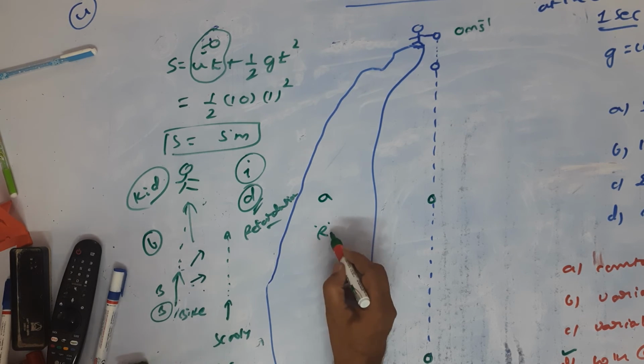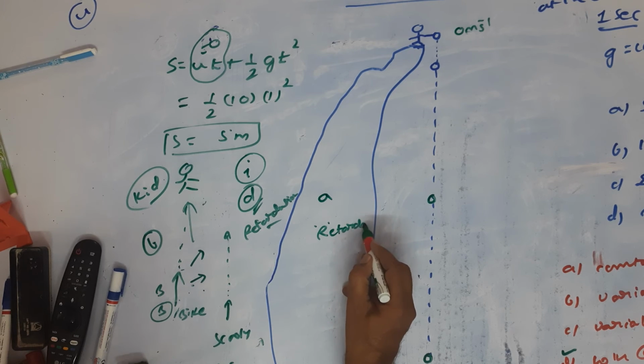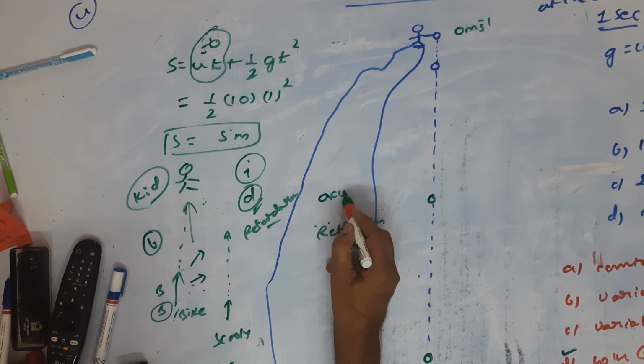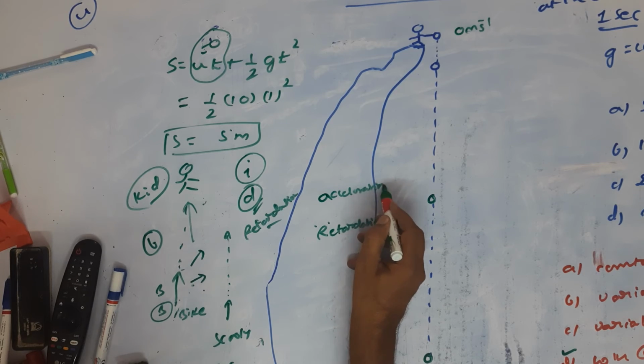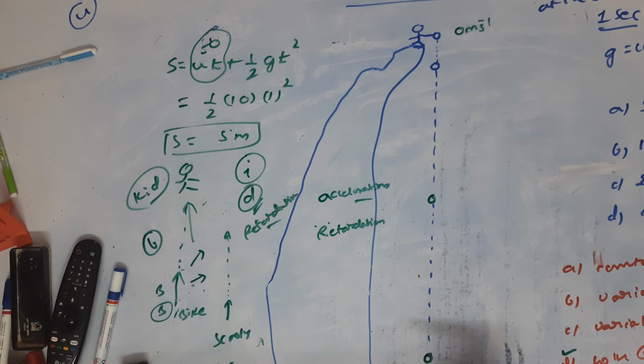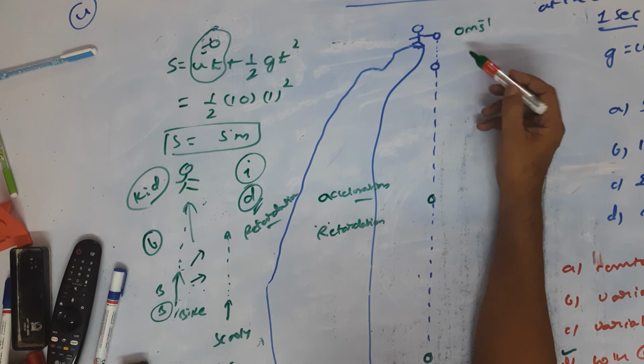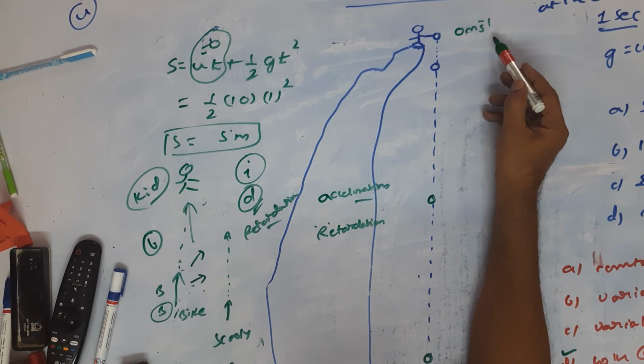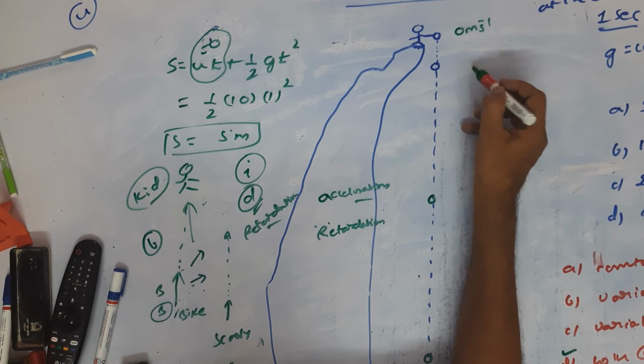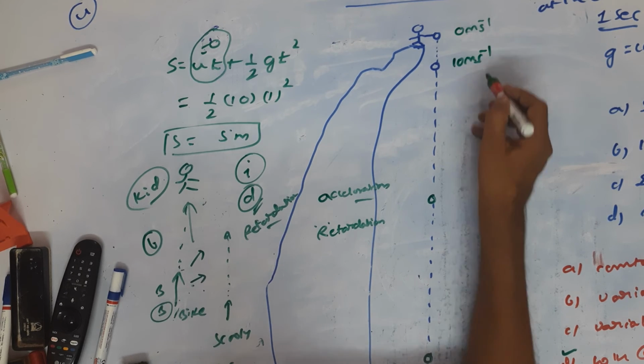So there is retardation, R-E-T-A-R-D-A-T-I-O-N, and the next one is acceleration. You have to notice that whenever a marble is dropped, the first velocity is 0 meter per second. At time t equals 1 second, it is 10 meter per second.